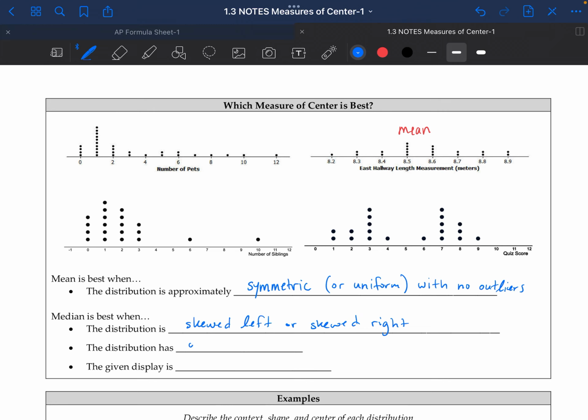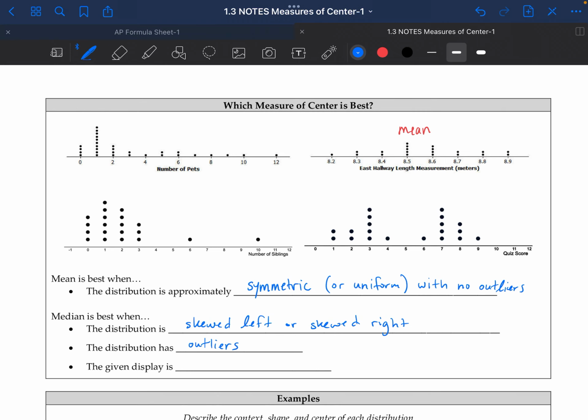Another way would be that if it has outliers, you would want to use the median here. Let's think about why those would be the case there. So if you look at things that are skewed up here, number of pets is heavily skewed. Why would I want to use the median?